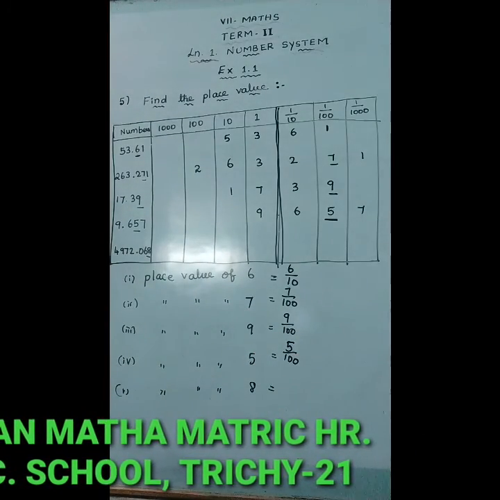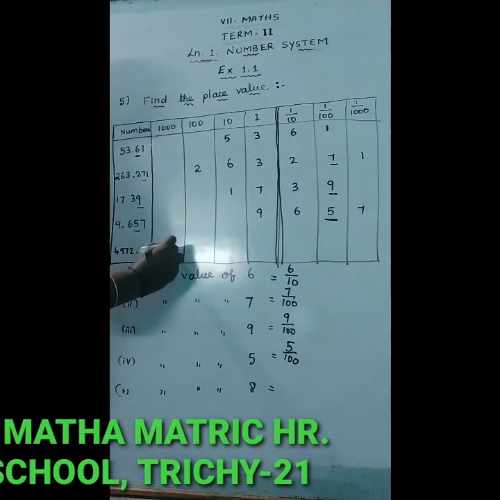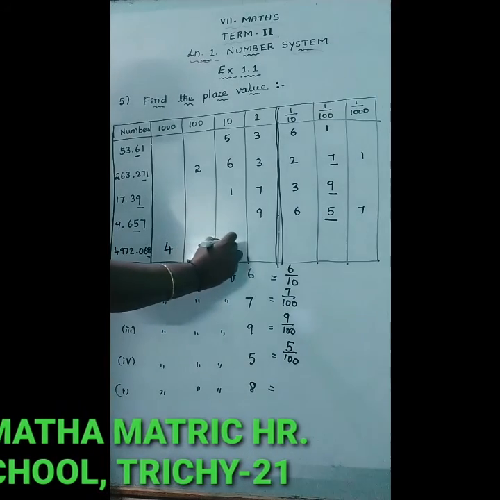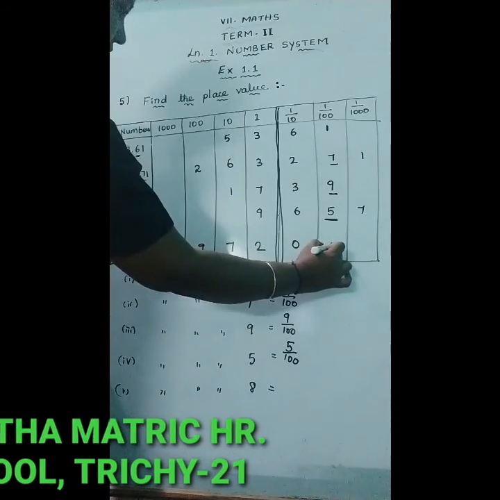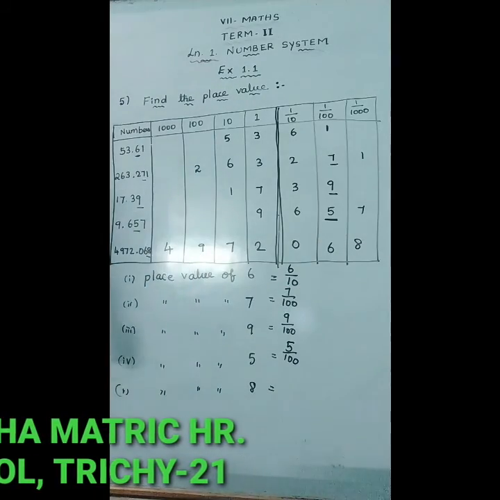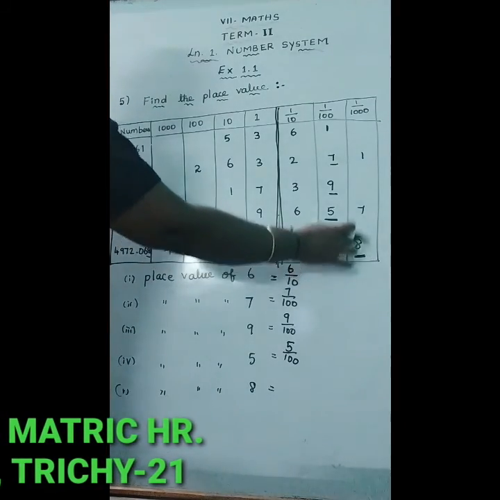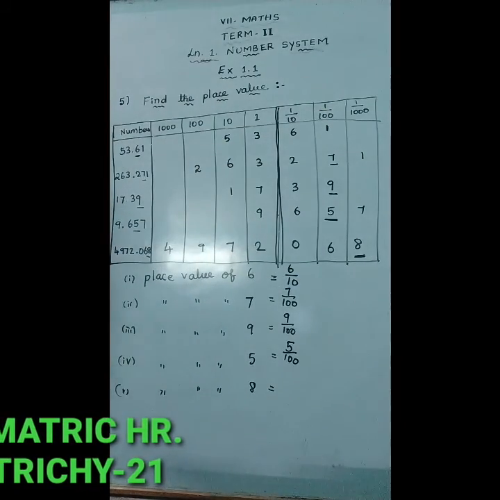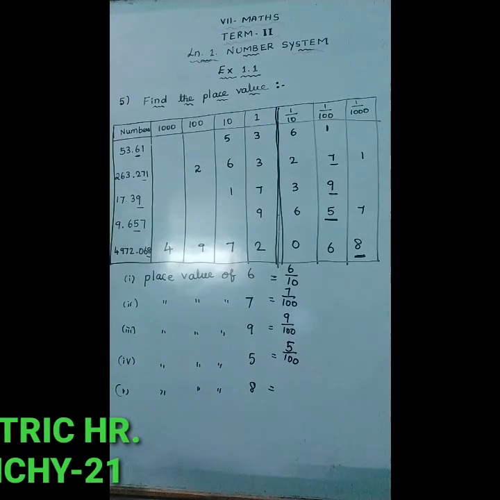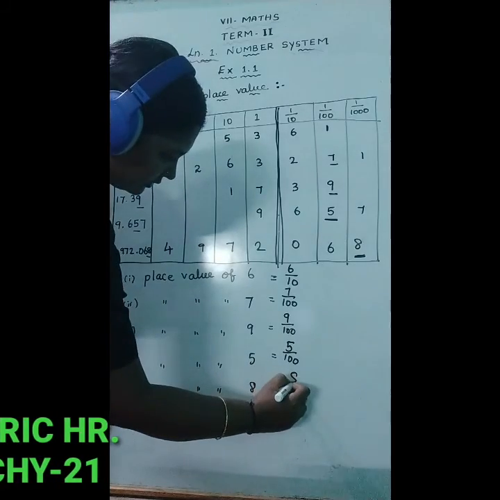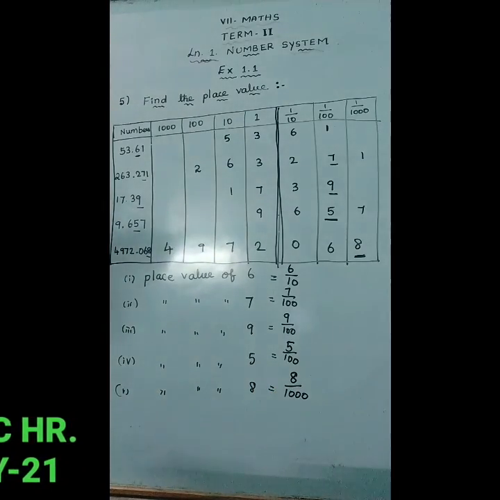The next number given is 4972.068. Here the underlined digit is 8. The place value of 8 is in the thousandths place, so we write it: the place value of 8 is 8 divided by 1000. So this is the solution for the fifth one.